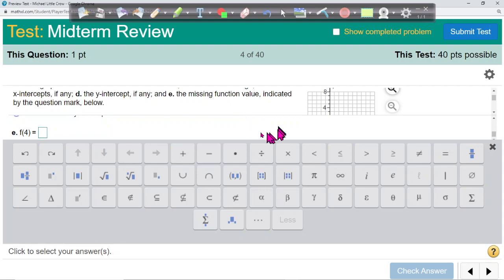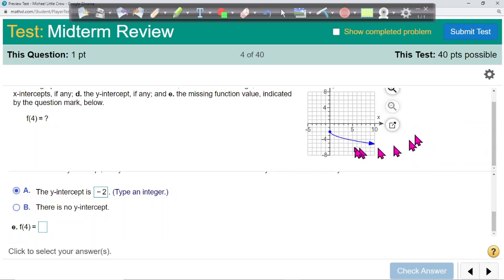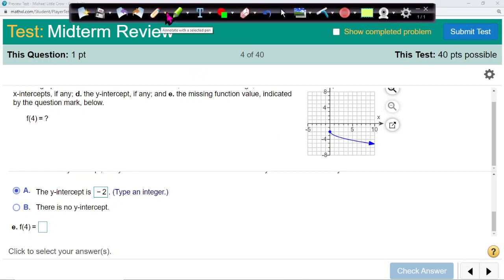Okay. And then the final, what is f of 4? So to get that, we come back here. When x is 4, 1, 2, 3, 4. Let's go with the red this time. 1, 2, 3, 4. We come down here. That's where the point is. The y value is negative 4.